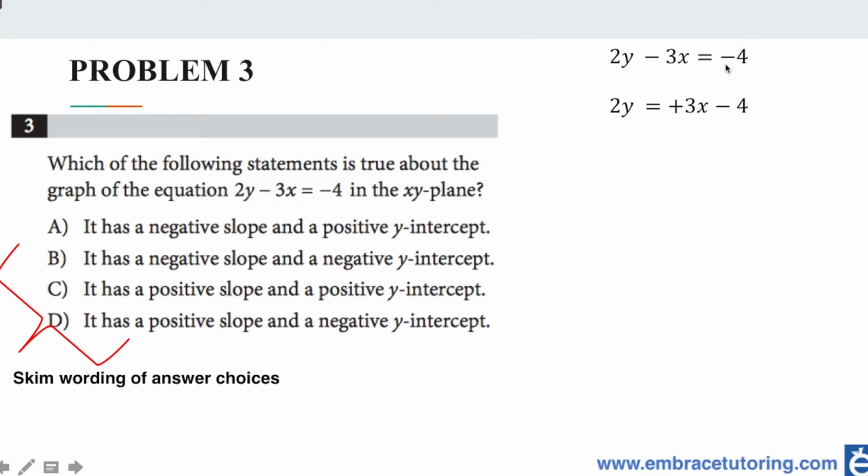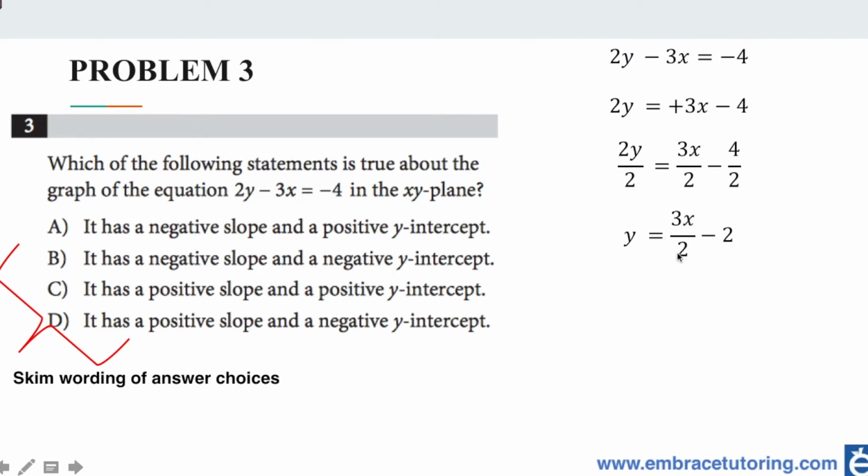And when I rewrite this, what I'm trying to do is solve for slope-intercept form to get y by itself. And here I have 2y equals positive 3x, right, when I bring this minus 3x over to the other side, minus 4. The reason I'm trying to do this is because I want it to be y equals mx plus b. So now I'm going to divide everything by 2, as if 2y divided by 2, because I'm trying to get y by itself. So now I have y equals 3x over 2 minus 2.